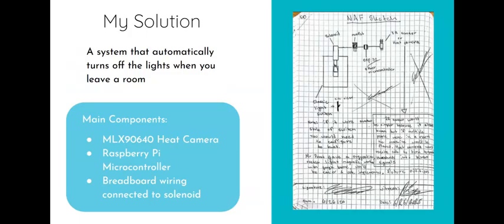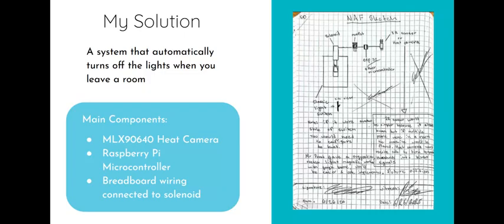So, with this being said, my solution is the following. On the right-hand side, you can see my sketch, which is in my engineering notebook, and I detail all the main components with notes and possible solutions. So this was my original idea, and basically it's a system that automatically turns the lights off when I leave the room, because again, I often forget to turn the lights off when I leave the room.